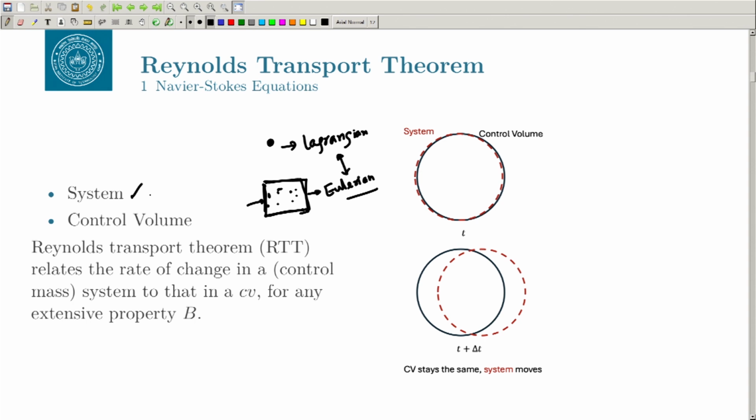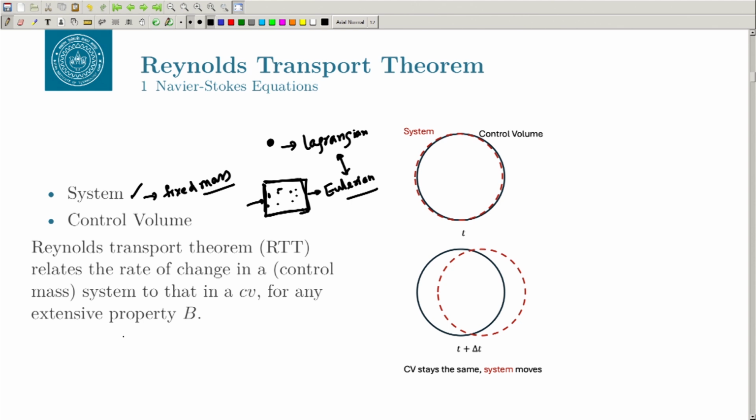So, the system will have a fixed mass, and the control volume will not have a fixed mass, but rather we will have a volume. Okay. So, what Reynolds transport theorem does is it connects the system to the control volume. So, if you have any derivative change in the control mass system, and if you have any derivative change in the control volume, we can relate both these derivatives for any extensive property.